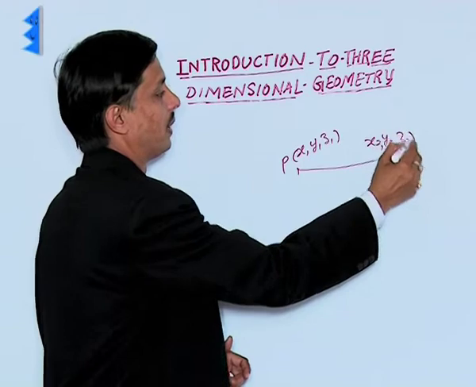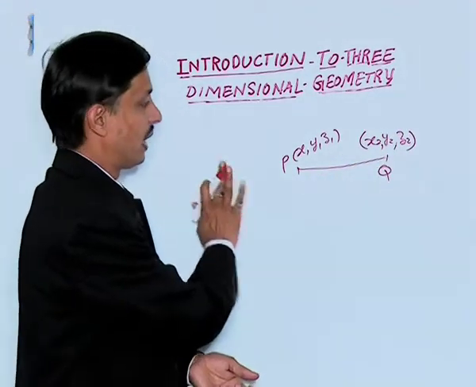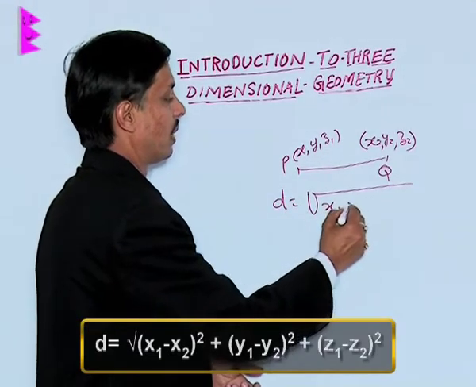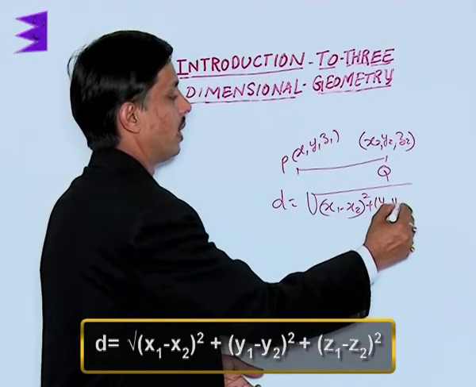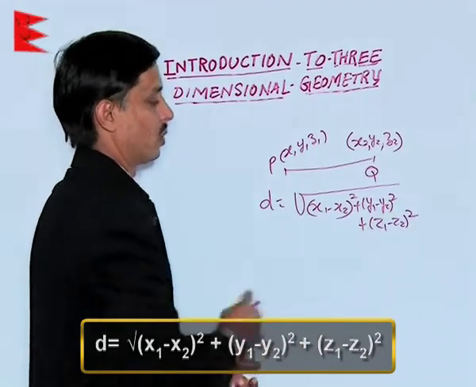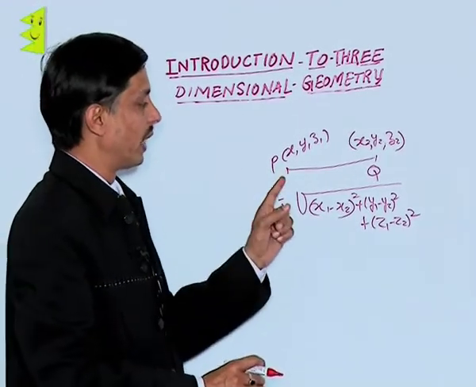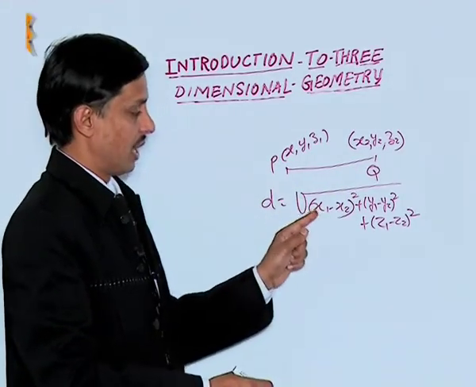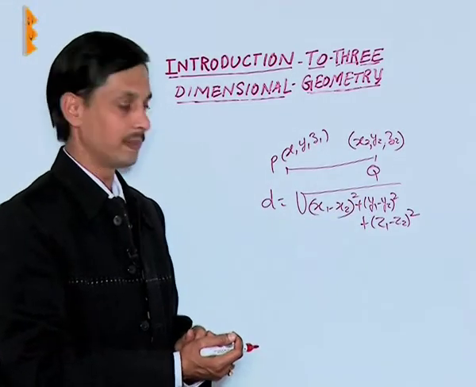Now how do we find the distance between these 2 points? The formula is similar to the one in the case of 2D. It is the square root of x1 minus x2 whole square plus y1 minus y2 whole square plus z1 minus z2 whole square. The distance between 2 points P and Q in 3-dimensional geometry is given by the square root of x1 minus x2 square plus y1 minus y2 square plus z1 minus z2 square.